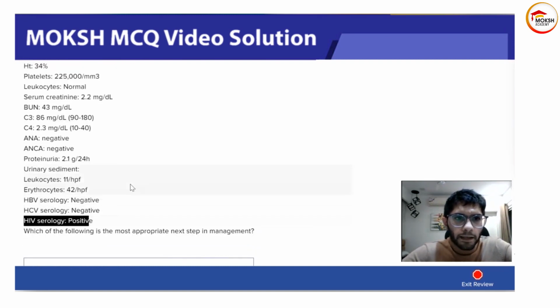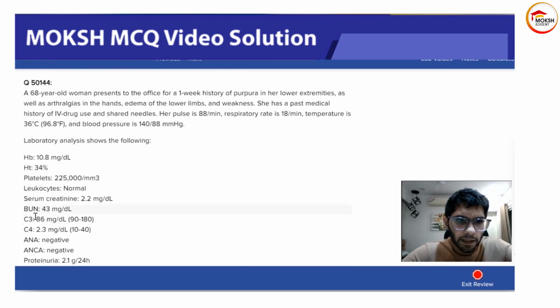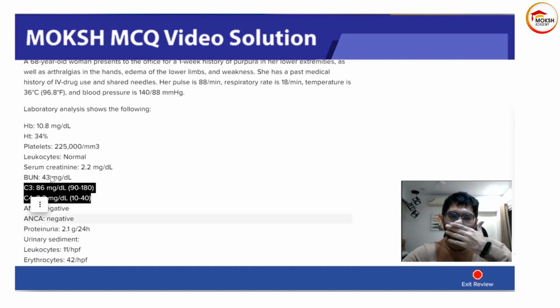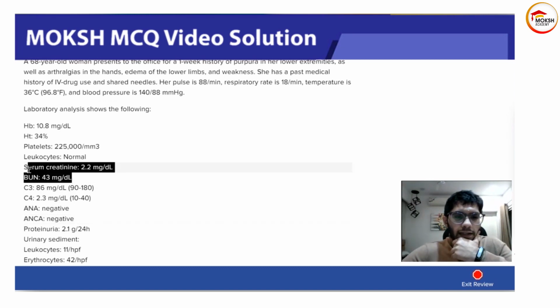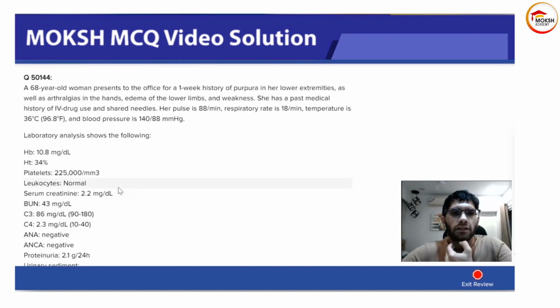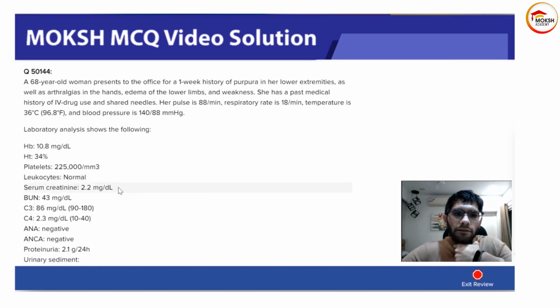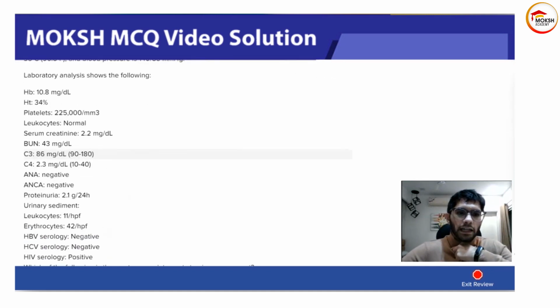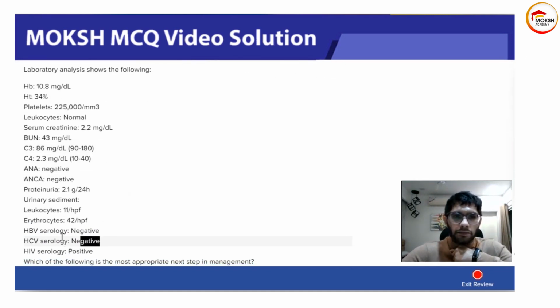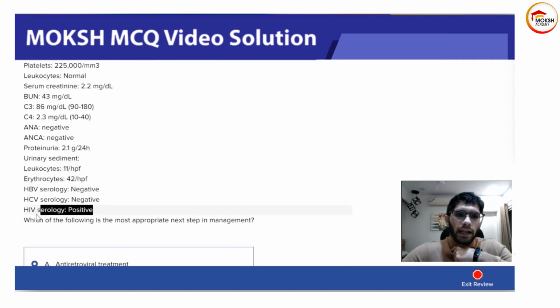Okay, hypocomplementemia is seen with it, so that is important. So remember that there is hypocomplementemia. Then you have elevated BUN and creatinine. So the renal function tests are out of range. All right. So that is commonly seen with HIV and hepatitis C. But here, since we are given that hepatitis C titers are negative, it is HIV, and HIV is positive.